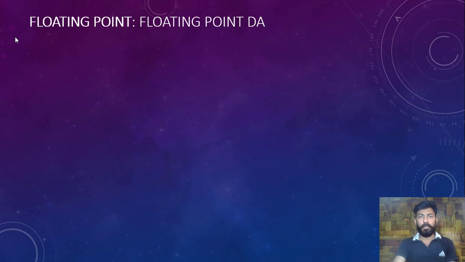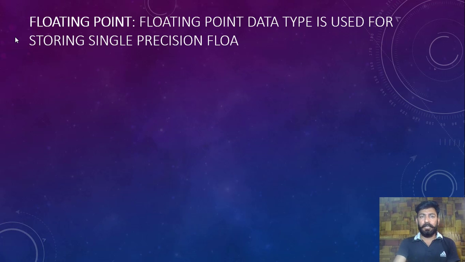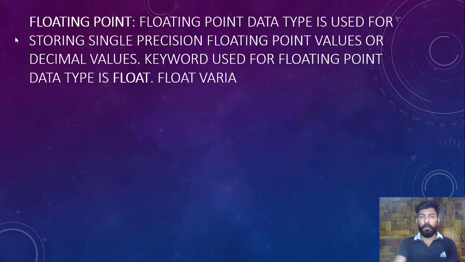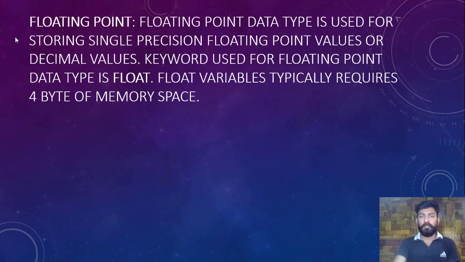Floating point. Floating point data type is used for storing single precision floating point value or decimal value. Keyword used for floating point data type is float. Float variable typically requires 4 bytes of memory space. Here, single precision floating point means single decimal value.